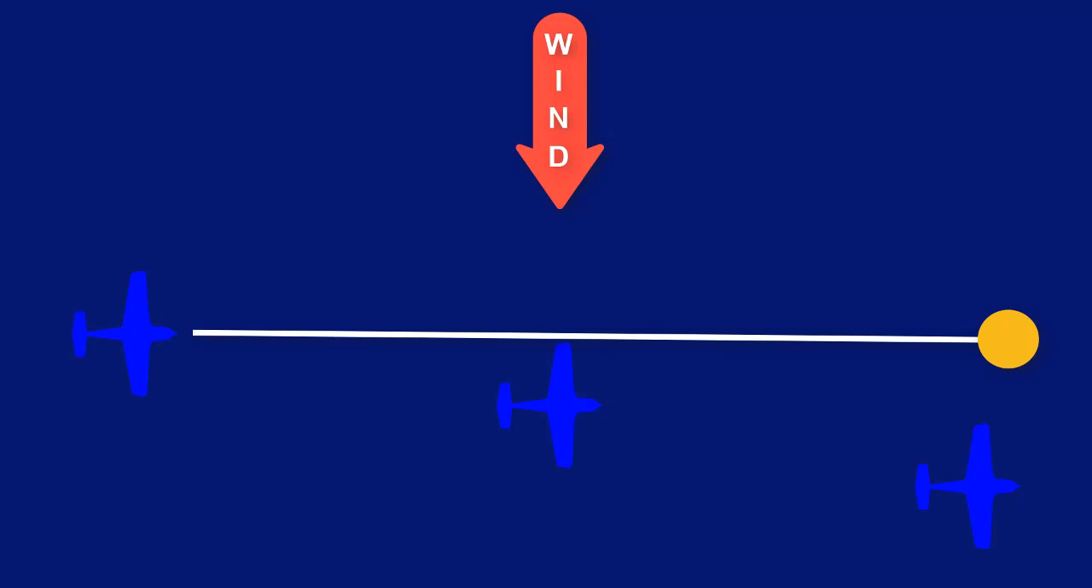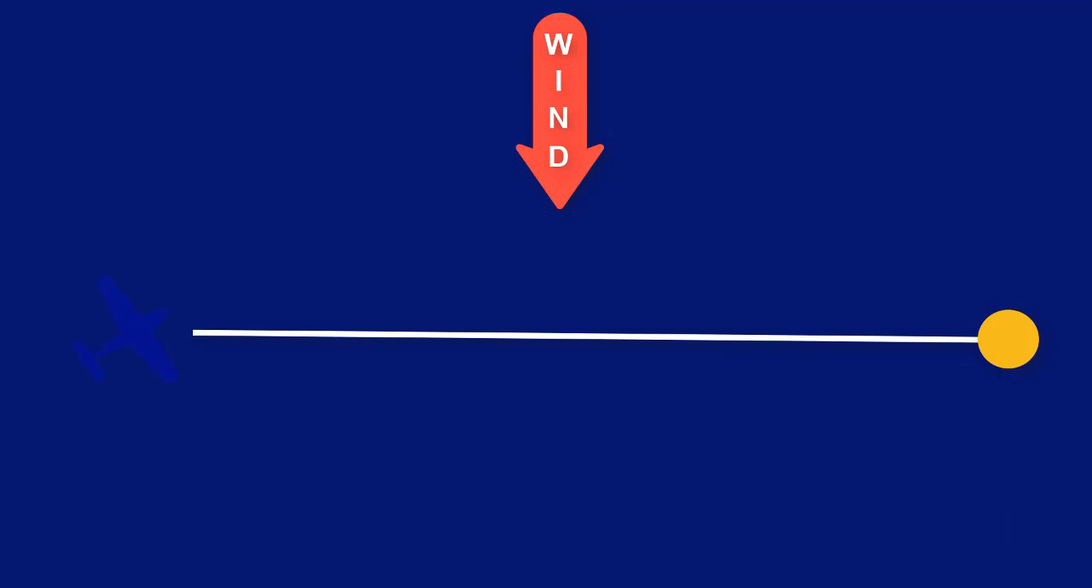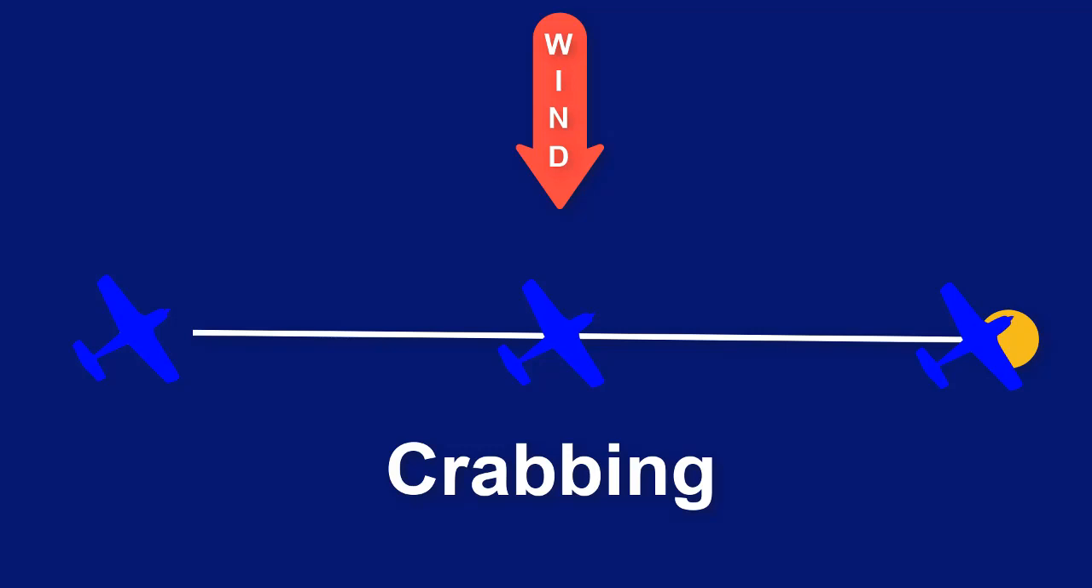For example, if you have wind blowing directly into the side of your aircraft constantly at 5 knots, your plane will be 5 nautical miles off course in 1 hour. To correct for this, you will need to point the nose of your aircraft into the wind to stay on course. This is known as crabbing.